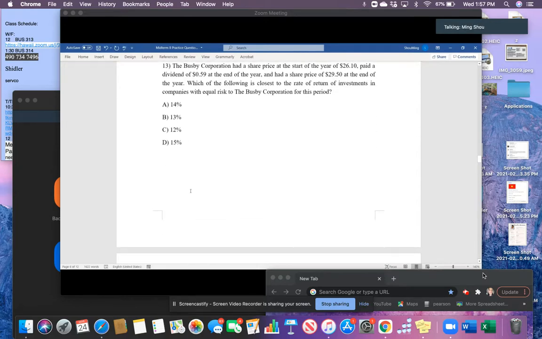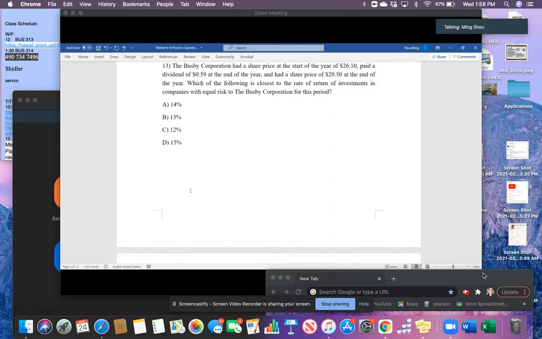Question 13. Now we have a company with a stock price at the start of the year equal to $26.1, that paid a dividend equal to 0.59 at the end of the year, and had a share price equal to $29.5 at the end of the year. The question asks, which of the following is closest to the rate of return of an investment in a company with equal risk level to this company for the time period?